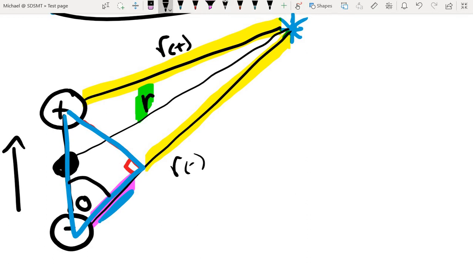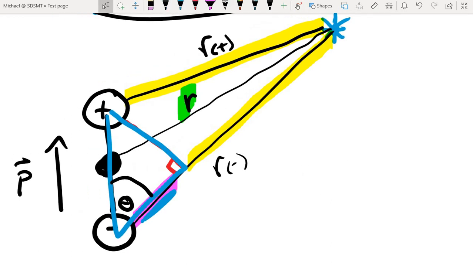So maybe we could measure the angle between the direction that our dipole moment points and the direction that we have to travel in order to get from our negative charge up to our point up in space. And so that would be the angle theta. The distance between our two charges is d. And so now we're good.